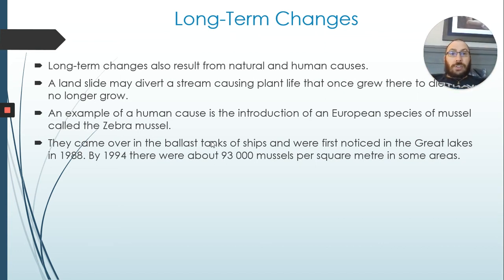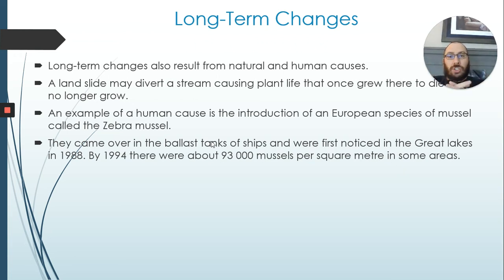I was 12 years old when they came over and were first noticed in the Great Lakes. Okay, so some of the Great Lakes noticed them. In 1994, so 6 years later, there were about 93,000 mussels per square meter in some areas. So imagine a meter stick and a meter stick. Imagine both of my fingers are a meter stick. In a box about that big, there were 93,000 mussels.